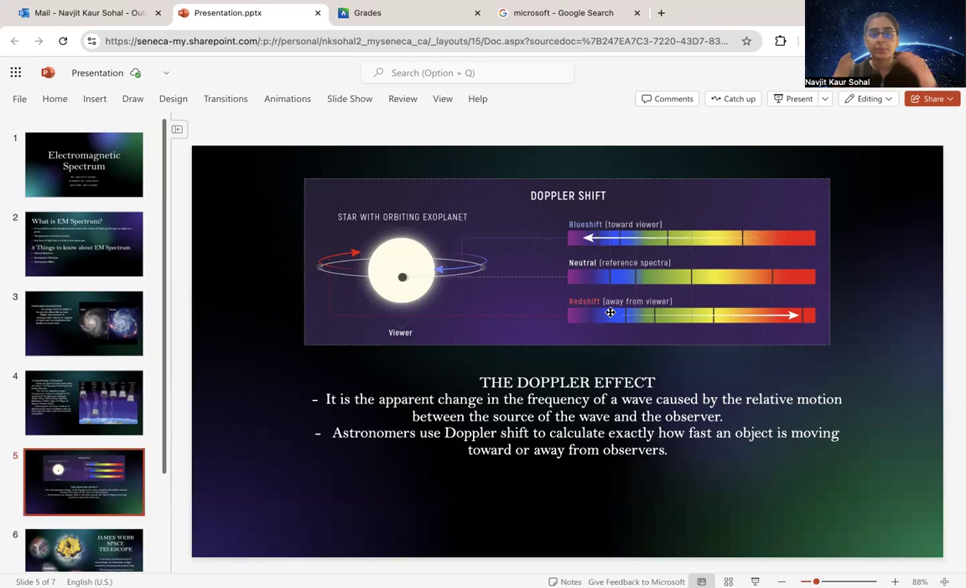Like for me, for example, my computer is in front of me. What I can tell right now is that I'm in the blue shift zone because I can see it very nearby. However, if I have to view the sun or any other planet in outer space, that will be red shift because it's very far from me. So it is the distance between the observer and the certain element that we're looking at.